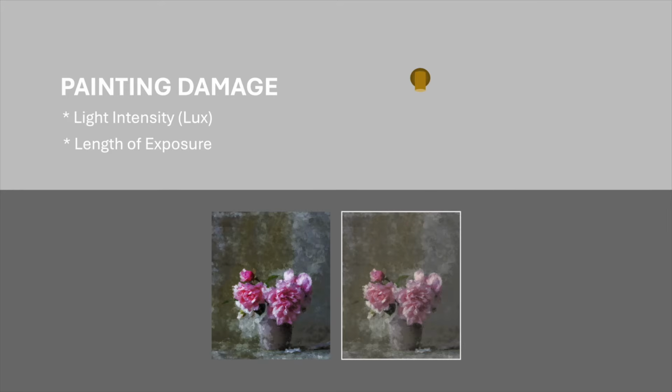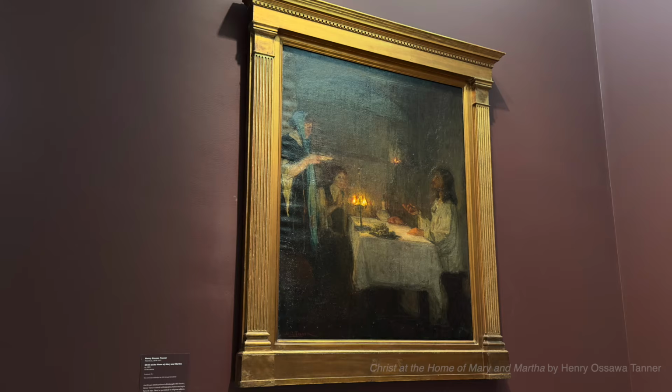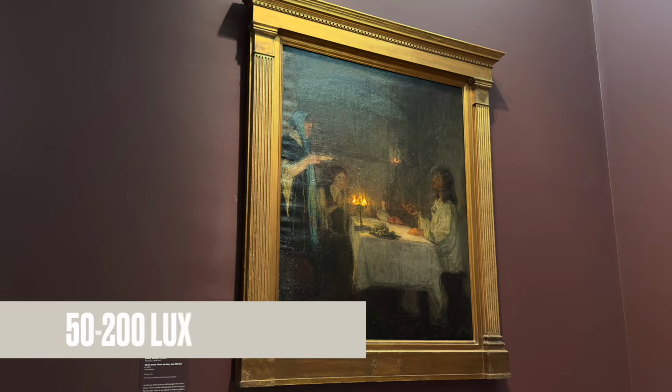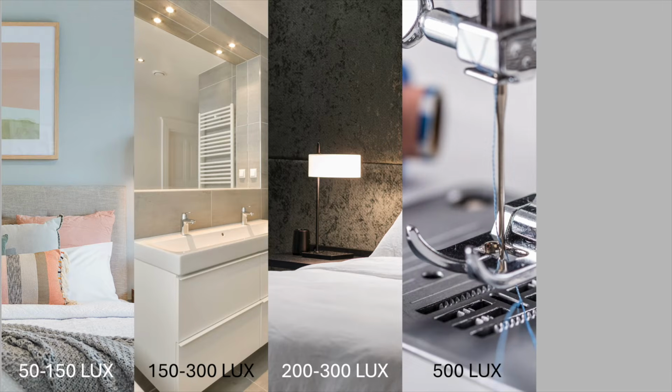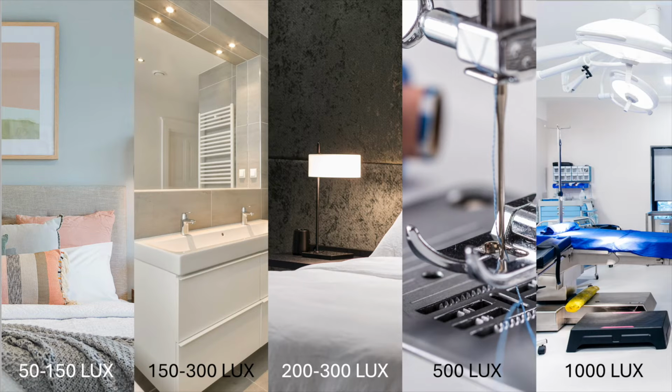Keep in mind that art museums recommend a lux of 50 to 200 on artwork. To give you an idea of what that level might look like, a standard living room or bedroom has a lux level of 50 to 150. A bathroom typically has 150 to 300 lux. A reading light, 200 to 300 lux. And a lux of 500 is used for areas of intense work where fine detail is executed. Operating rooms have a lux of 1,000.